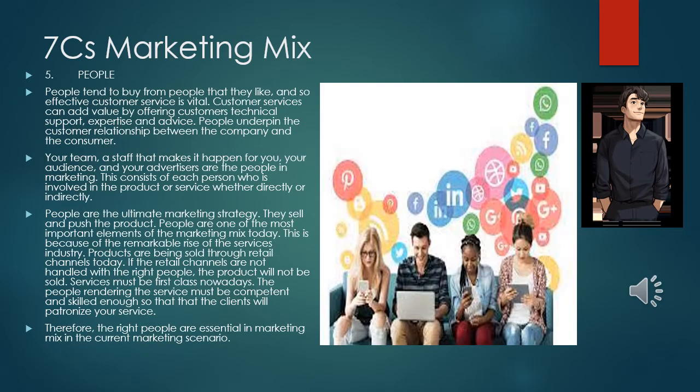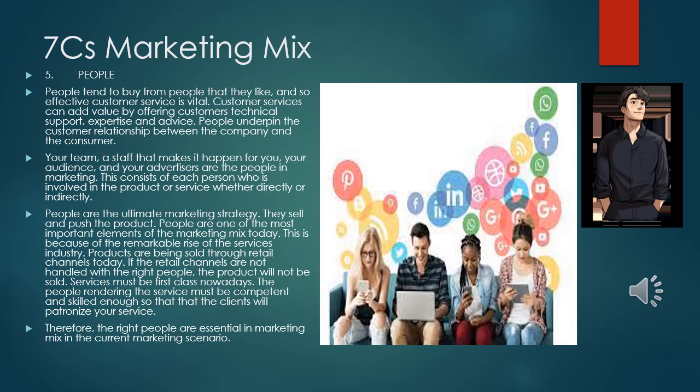The number 6 is the people. People tend to buy from people that they like, and so effective customer service is vital. Customer services can add value by offering customers technical support, expertise, and advice. People underpin the customer relationship between the company and the consumer.